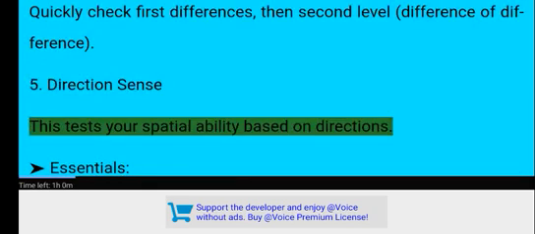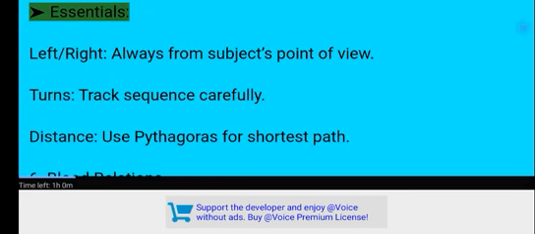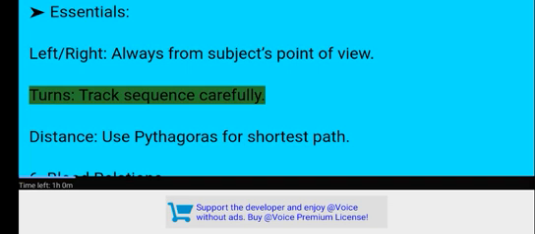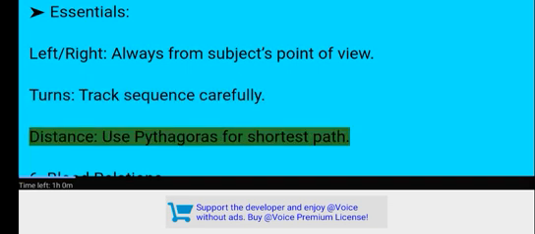5. Direction sense. This tests your spatial ability based on directions. Essentials. Left and right are always from the subject's point of view. Turns. Track the sequence carefully. Distance. Use Pythagoras for shortest path.